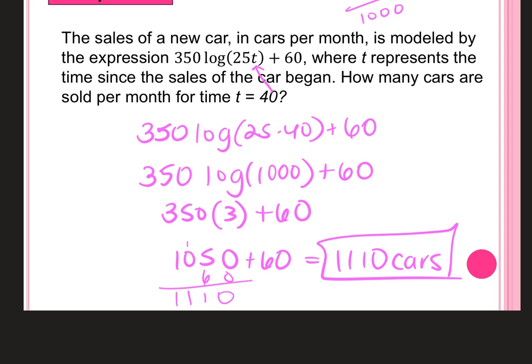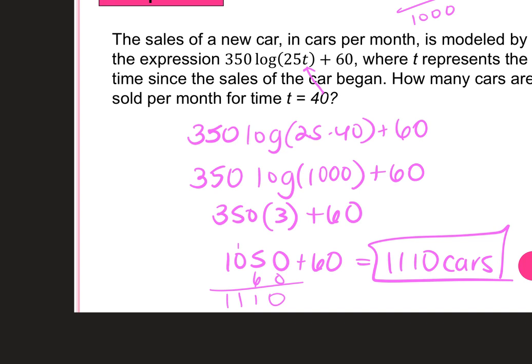It could also give you a log with a different base. Like let's say that log was changed. Let's say it was 350 log base 5 of something plus 60. That would mean whatever's going to happen inside that parentheses would be something that's a power of 5. You might get 25 in that parentheses, or 125, or 625. But something that can be simplified without a calculator, okay?